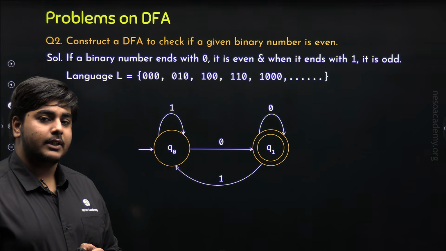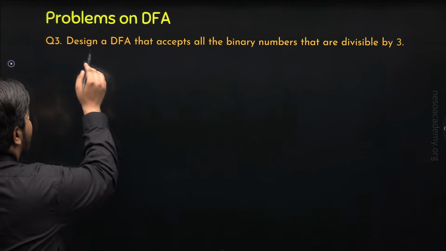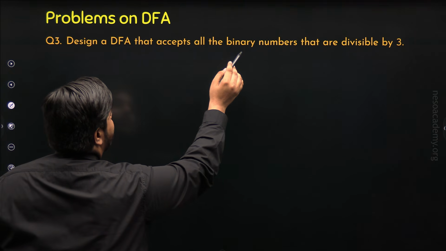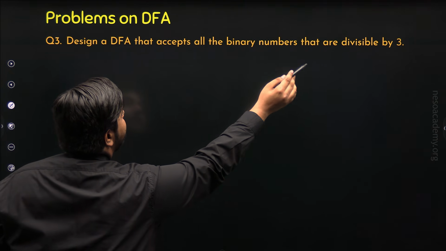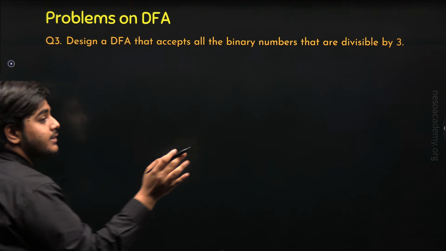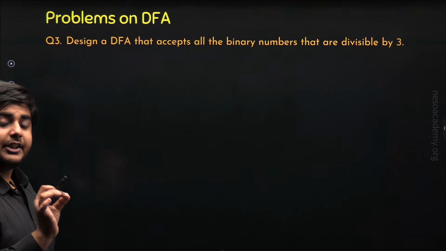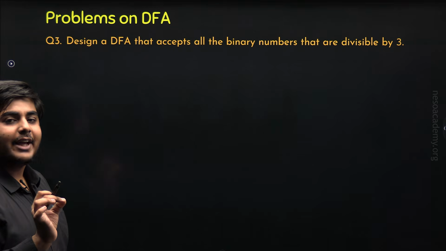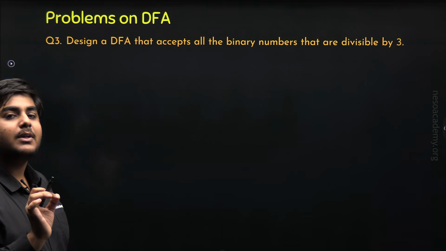Now let's proceed to the third question. Design a DFA that accepts all the binary numbers that are divisible by 3, which means you are required to construct a deterministic finite automata which will accept all the binary numbers that are divisible by 3.